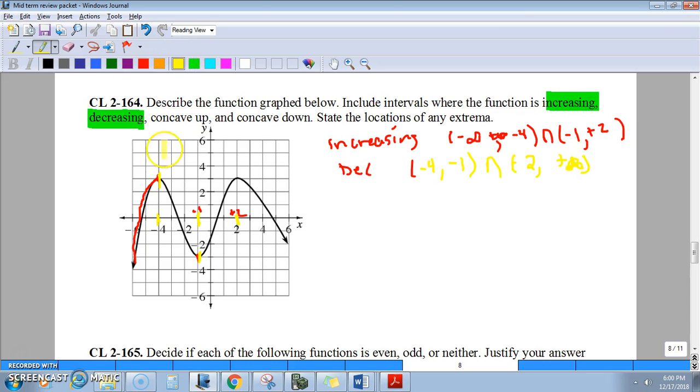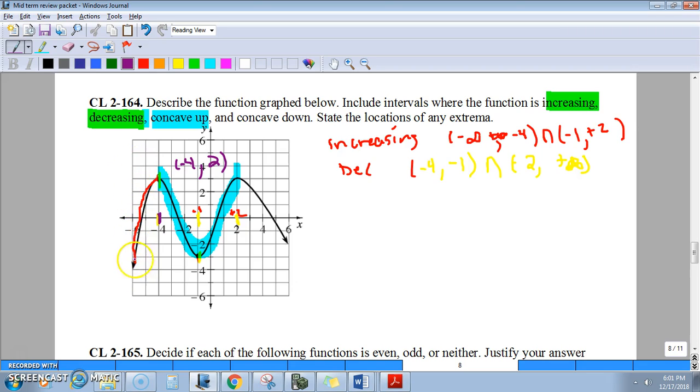Where is it concave up? Actually, let's do this with blue. Where is it concave up? Well, let's see. It is concave up from -4 to +2, right? So from -4 here to +2, concave up.